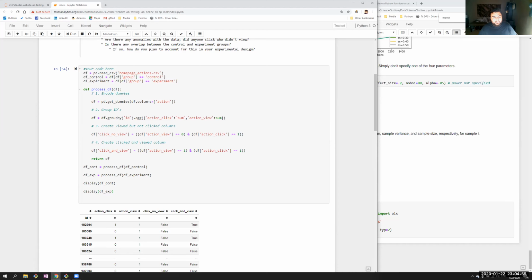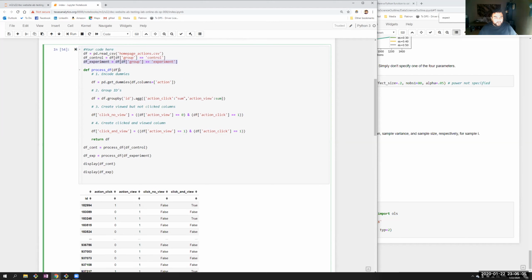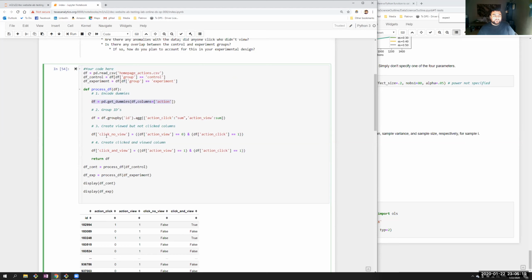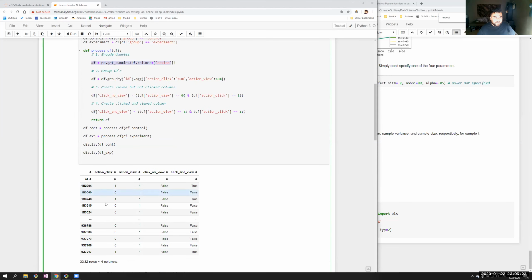So we read in the data, and right off the bat, I split it up into separate data frames, the control and the experiment IDs. Then I have a function called process data frame through which each of these two get passed. The first thing it does is encode dummies. The original data frame has just one column for action, which can be either click or view. This one-hot encodes them so that if they clicked, it puts a one, and if they viewed, it puts a one.